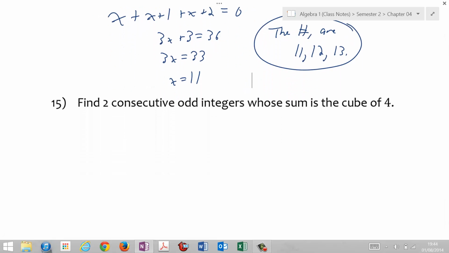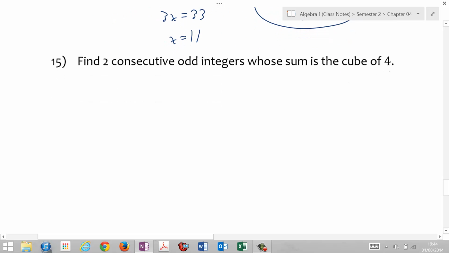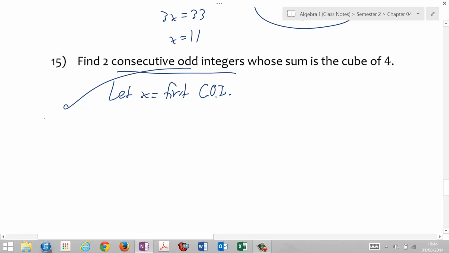Find 2 consecutive odd integers whose sum is the cube of 4. Okay, so consecutive odd integers. We're going to let x equal the first COI. And don't forget, I had you write last semester that consecutive odds follow the same exact pattern as evens. So what that means is that x plus 2 will be my second COI.